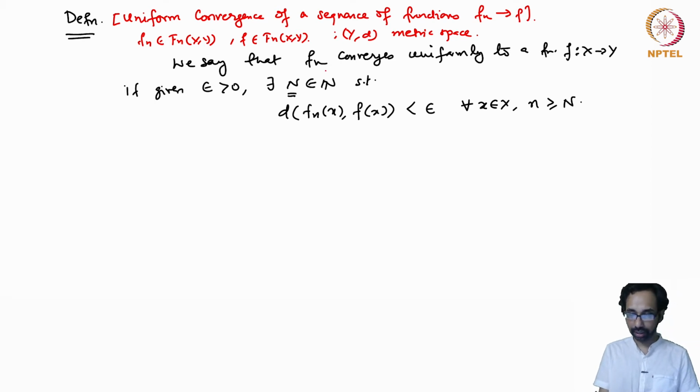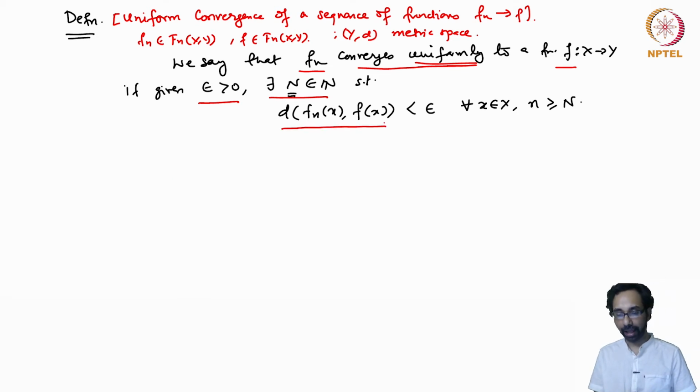So the definition says that the sequence f_n converges uniformly to a function f if, given any epsilon greater than 0, there exists a capital N such that the distance between f_n(x) and f(x) is less than epsilon in the metric d on Y, and this holds for all points x in X and for all small n greater than or equal to capital N.